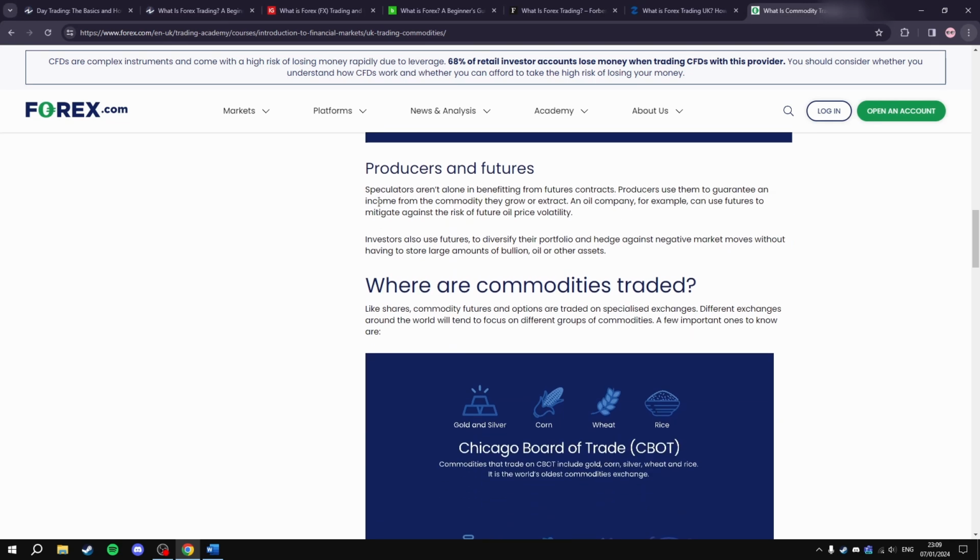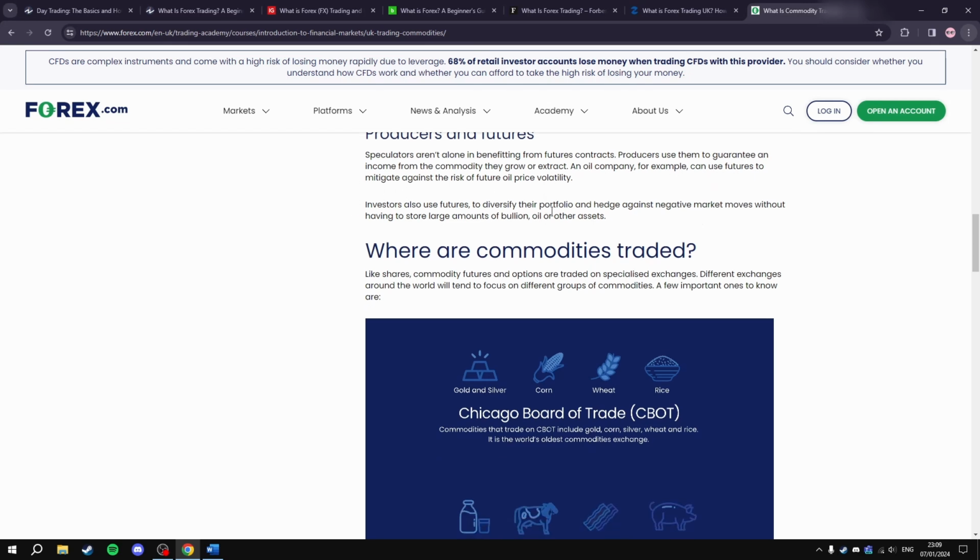Producers and futures. Speculators aren't alone in benefiting from future contracts. Producers use them to guarantee an income from the commodity they grow or extract. An oil company, for example, can use futures to mitigate against risk of future oil price volatility. Investors also use futures to diversify their portfolio and hedge against negative market moves without having to store large amounts of bullion, oil or other assets.